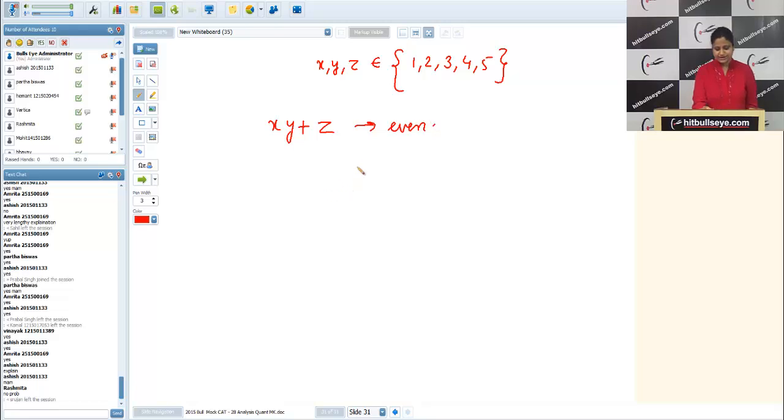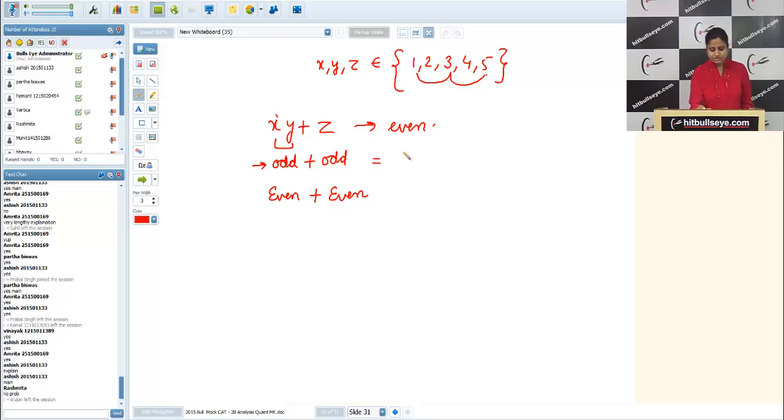See, it says xy plus z is even. If the sum of 2 numbers is even, it can be in 2 ways: either both of them are odd or both of them are even. Now I'm taking the very first case, that they both are odd. Now how many odd numbers are here? They are 3: 1, 3, 5. If they both are odd, xy is odd if x is odd and y is odd, then only the multiplication will be odd.